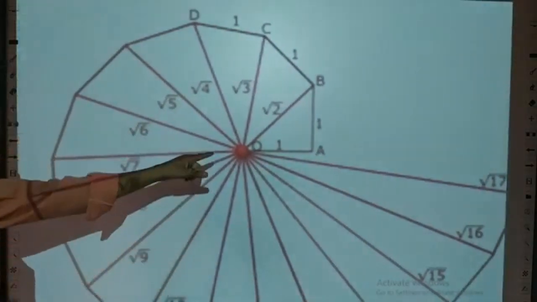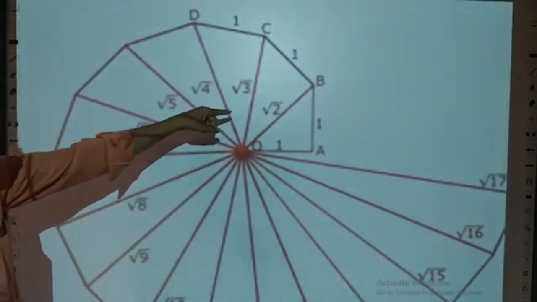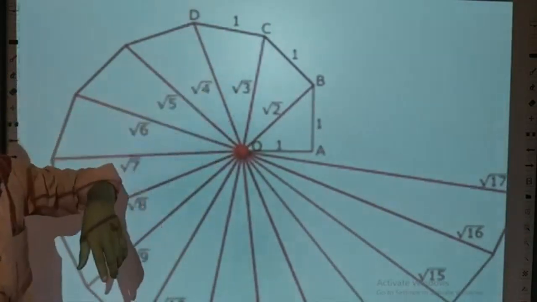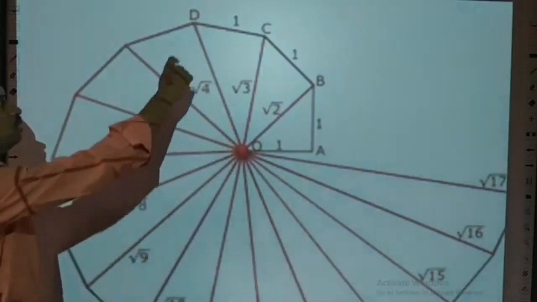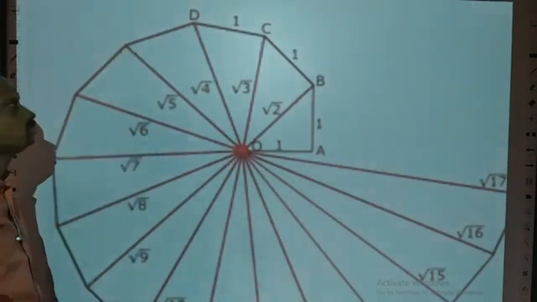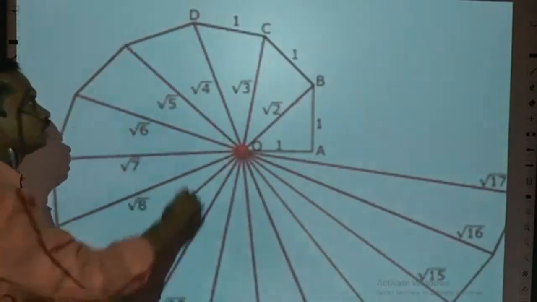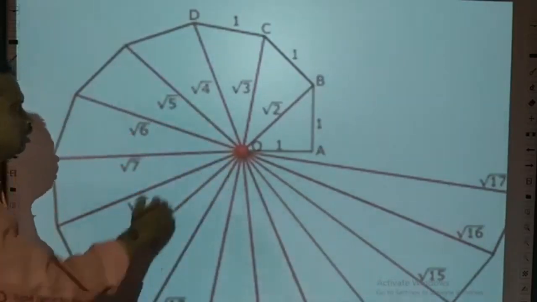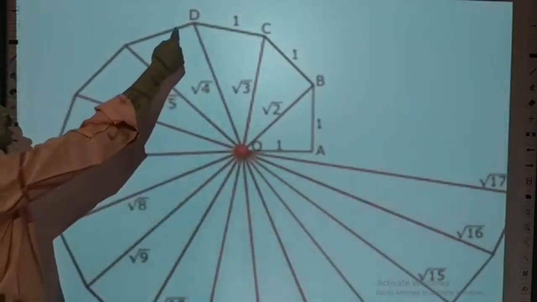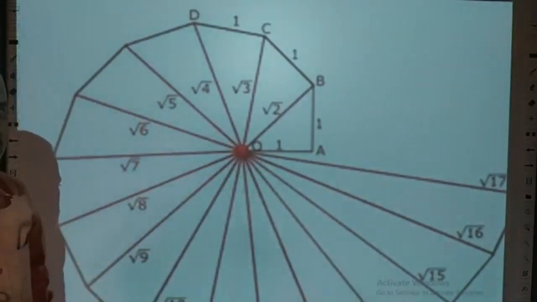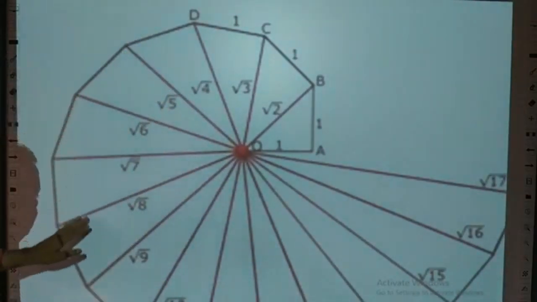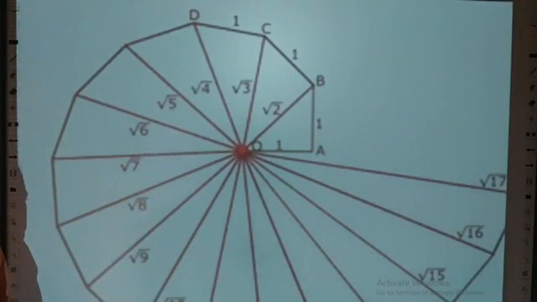And after that, like that we can take OC and CD perpendicular, that also 1 unit, and OC is root 3. And from D, you take perpendicular for measure 1 unit and join OD, you get root 4. Likewise, if you proceed by taking a perpendicular line of 1 unit measure, then you can get up to root 17. Is it clear?